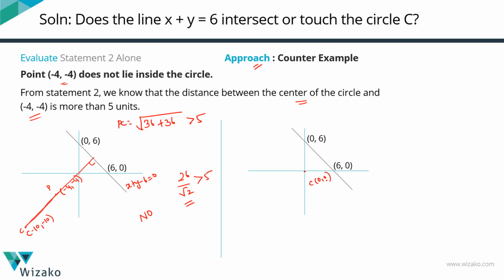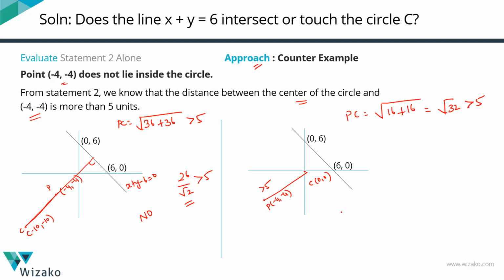Let's check out whether it works. Let's assume the center of the circle to be at the origin. The center of the circle is at the origin. Then the point P has coordinates (-4, -4). Let's check whether this distance is greater than 5 units. PC, the distance between these two points, is equal to (-4 - 0) squared, which is 16, plus another 16. This works out to root 32. Root 25 is 5. Root 32 is going to be greater than 5. So the distance, not the perpendicular distance, between C and P is a value greater than 5. The center of the circle being at (0, 0) is a valid circle to satisfy statement 2.